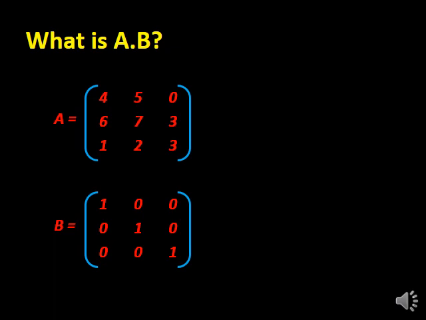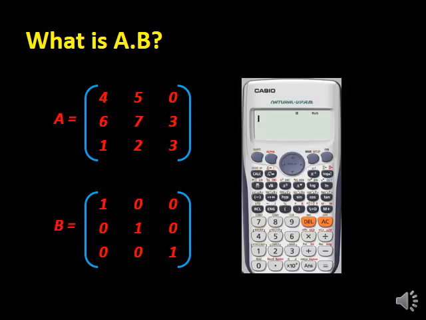What is A times B? Now these are 3x3 matrices. Now let's verify whether the operation is valid here. The number of columns on matrix A is 3. The number of rows on B is also 3. Then the operation is valid. But multiplying using the long method or by hand will take us time, so I will use the calculator instead.